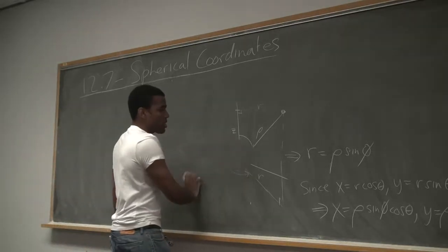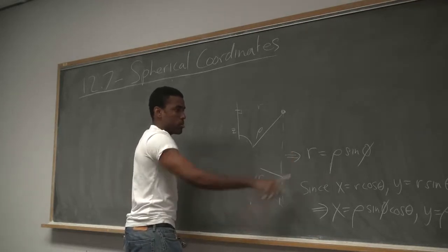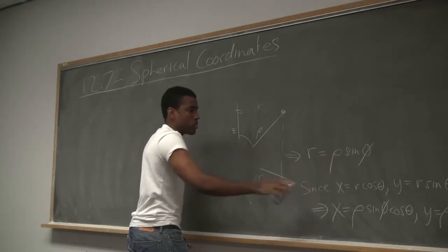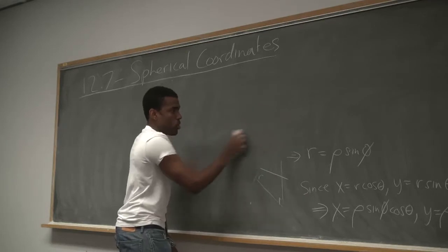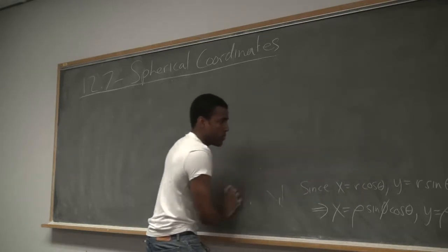But when you're thinking of spherical coordinates, you forget about the r, right? We use the r to derive this and we're done with it now. When you're in spherical coordinates, there is no r. Rho, theta, and phi.